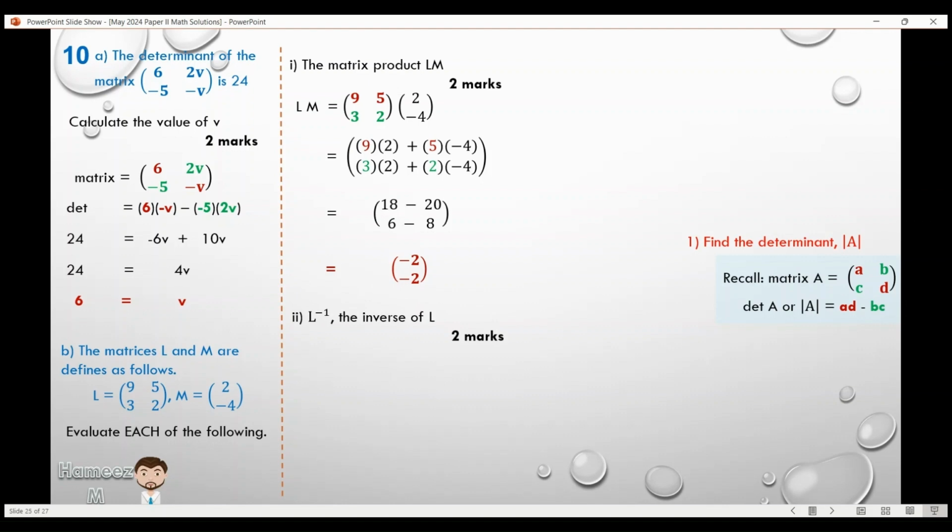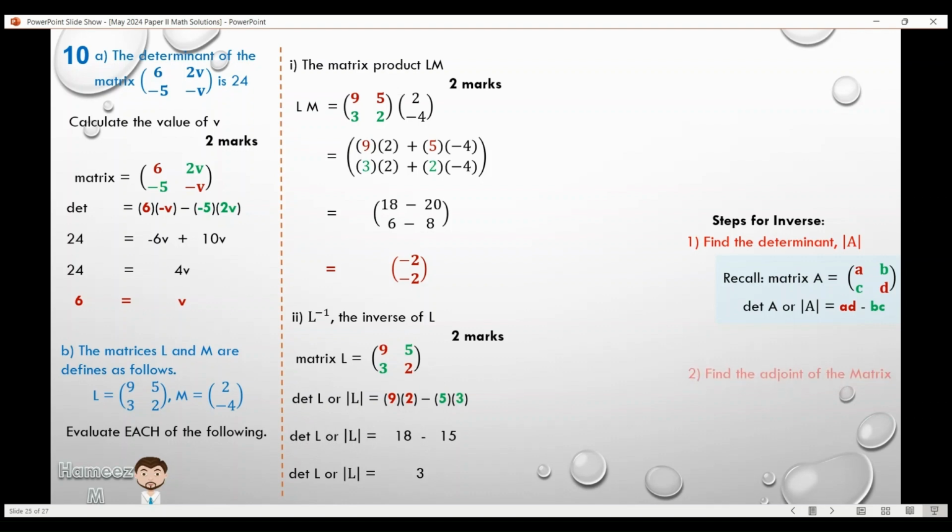We want to evaluate L inverse, the inverse of L. So how do we go about doing that? Let's look at the steps for inverse on the right hand side. The first step will be to find the determinant. So we know L, 9 5 3 2. And to find the determinant, we multiply the major diagonal, which is in red, minus the minor diagonal. So 9 times 2 minus 5 times 3. 9 2s are 18 minus 15. So the determinant of L is 3.